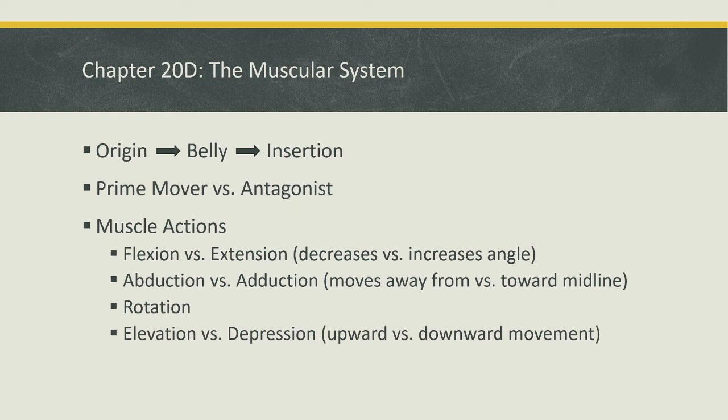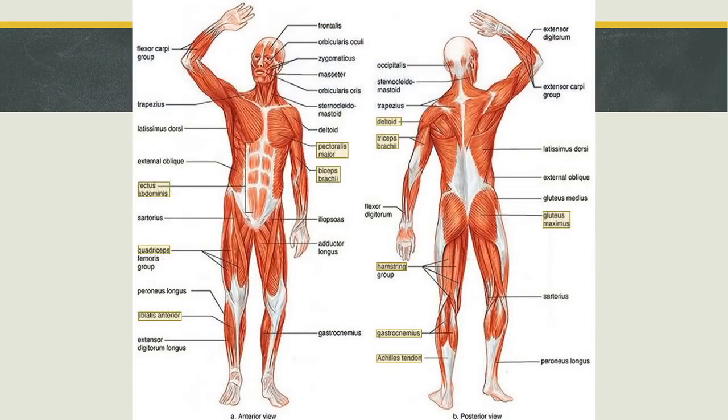Then there's a muscle action of rotation. That one's pretty self-explanatory. Then there's elevation versus depression. Elevation is moving a part of the body upward, depression is moving a part of the body downward.